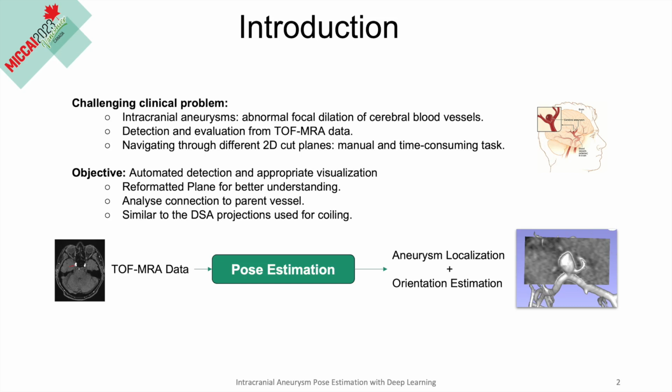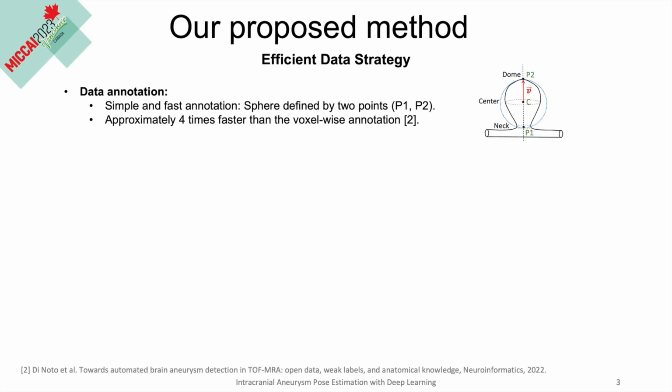In computer vision, this task is known as pose estimation, involving estimating an object location and orientation from an input image. To facilitate the creation of larger datasets, we adopted a simple and fast annotation approach. We approximate each aneurysm with a sphere defined by two critical points, one at the neck P1 and another at the dome P2. This annotation provides details about the aneurysm location as well as size and orientation indicated by the vector V from aneurysm center to the dome.